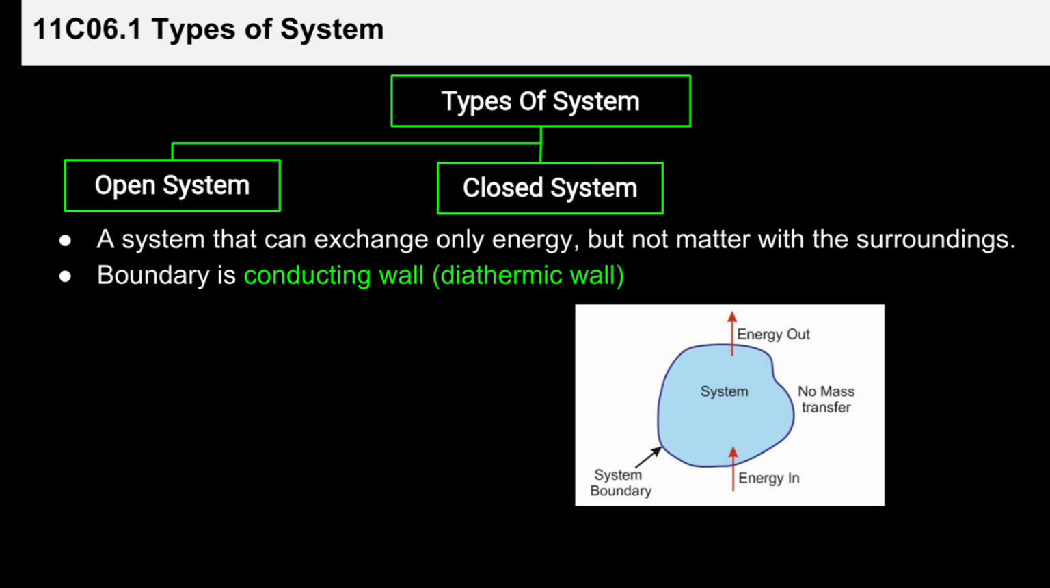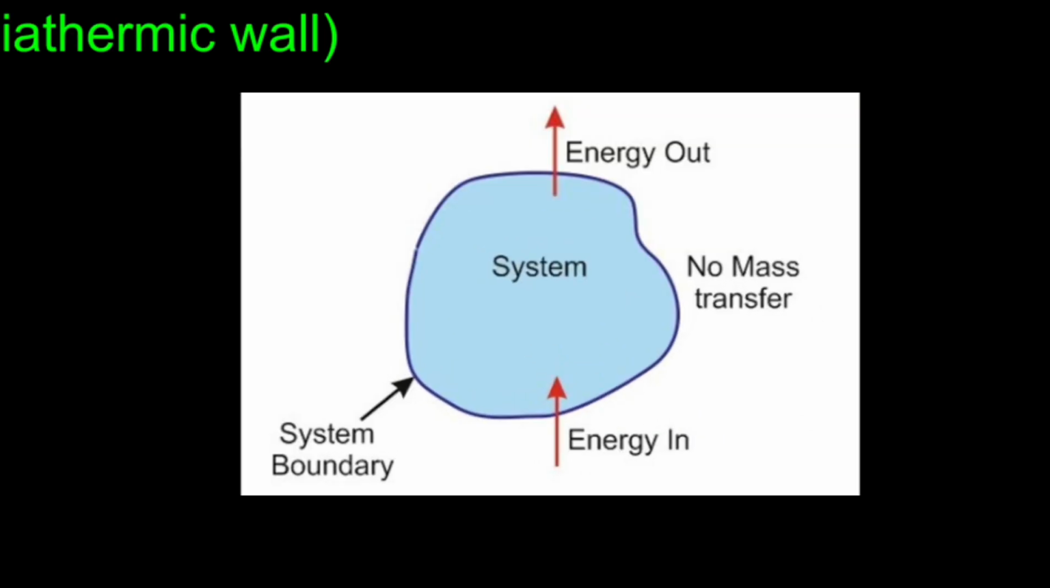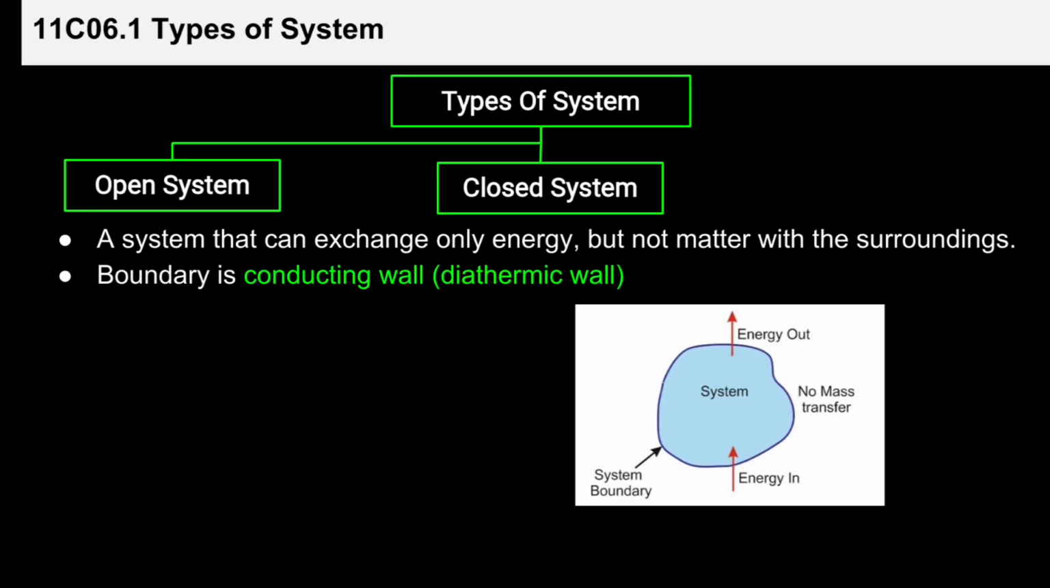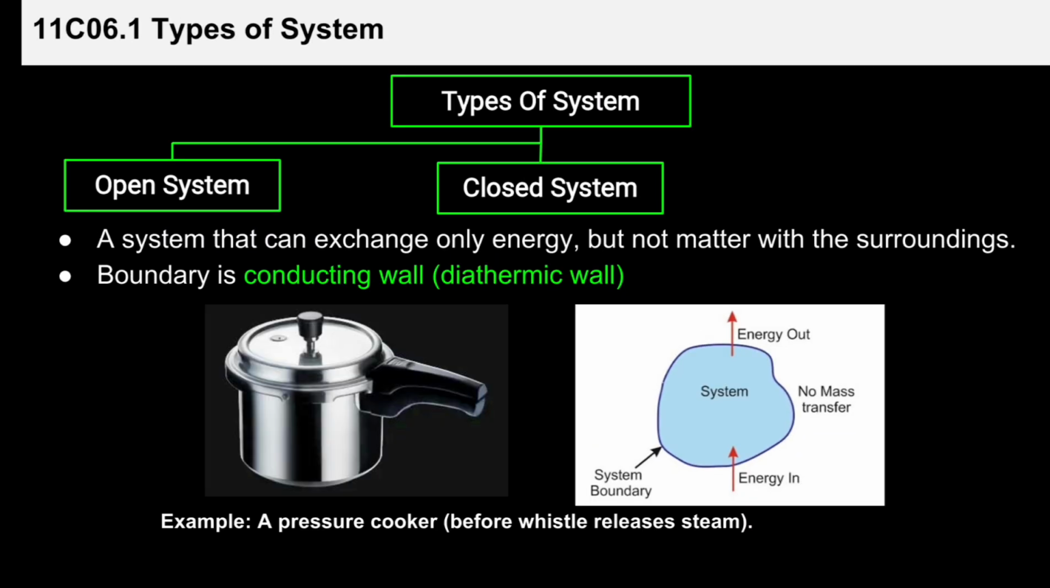Second is closed system. A system that can exchange only energy but not matter with surroundings we call a closed system. The boundary of a closed system is a conducting wall, meaning the boundary allows the system to exchange energy with its surroundings. For example, a pressure cooker before the vessel releases steam is an example of a closed system. But if the vessel releases the steam, it becomes an example of an open system.